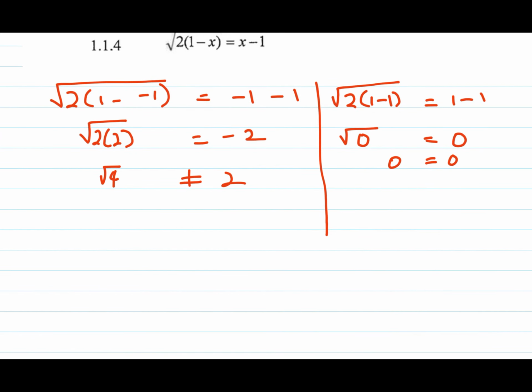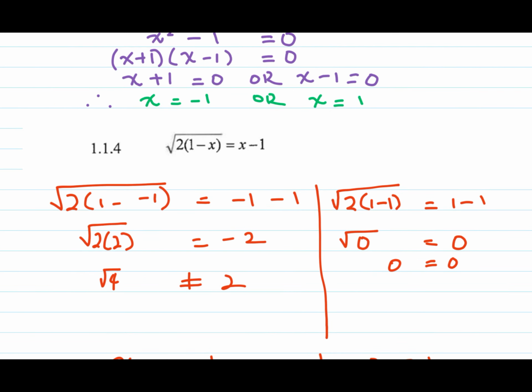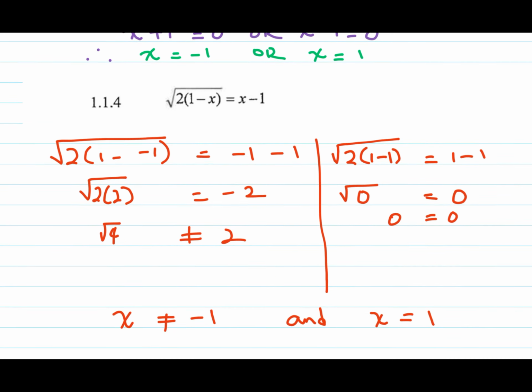Therefore, x is not equal to negative 1, and only x is equal to 1 is a solution for the equation. Even though we had gotten 2 solutions, x is equal to negative 1 or 1, when we checked it, we see that only x is equal to 1 will be a correct solution. Okay.